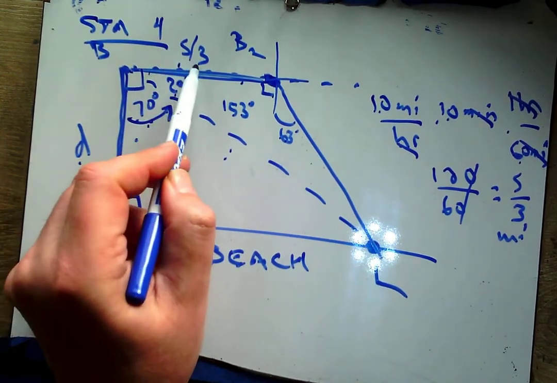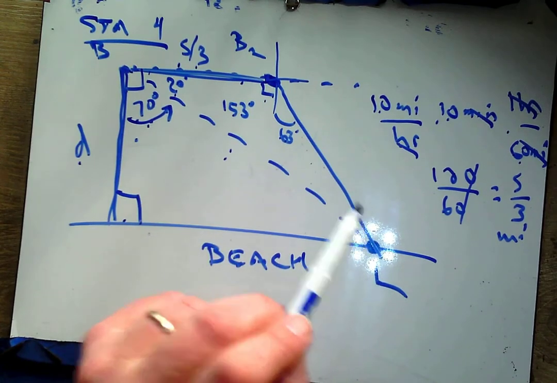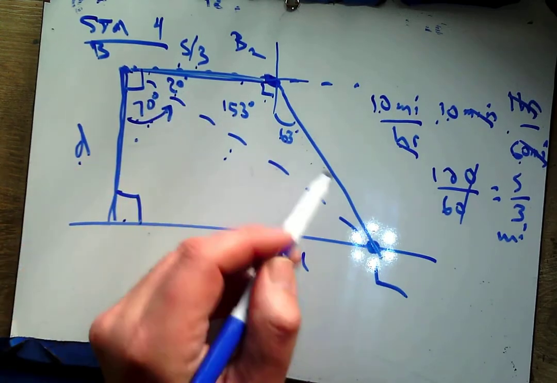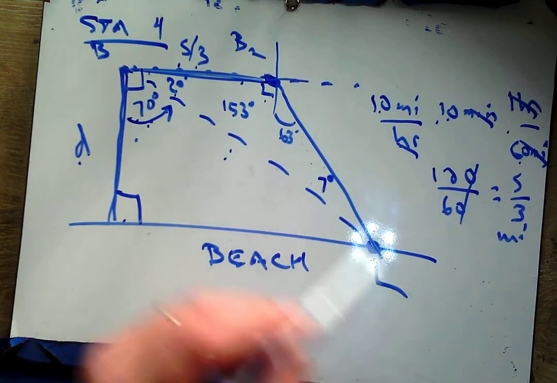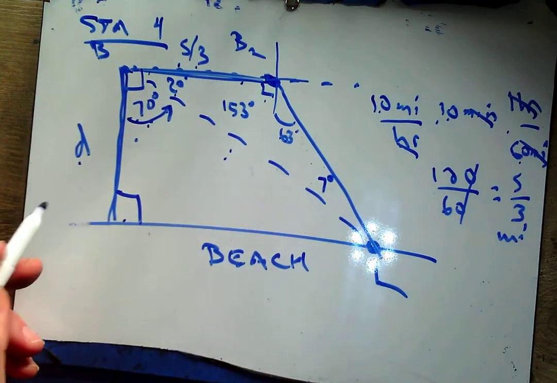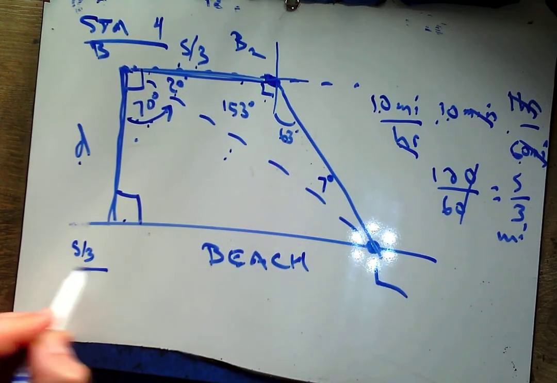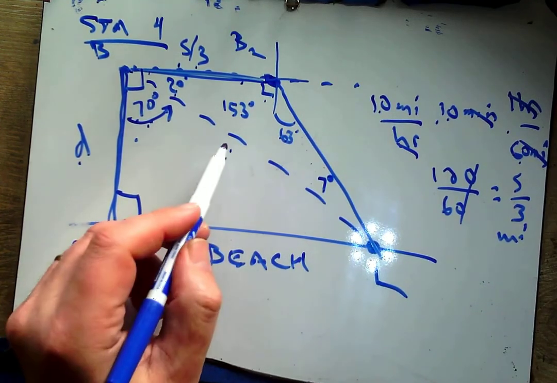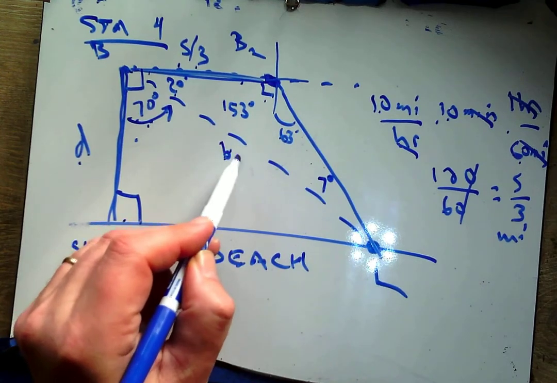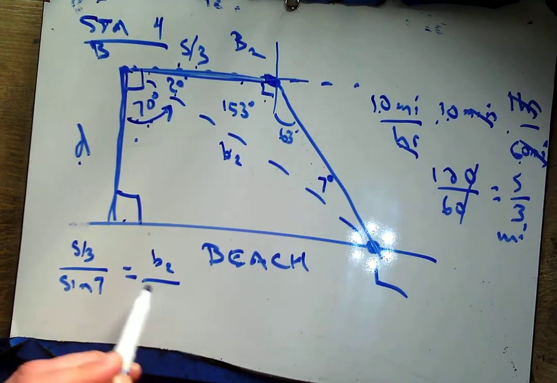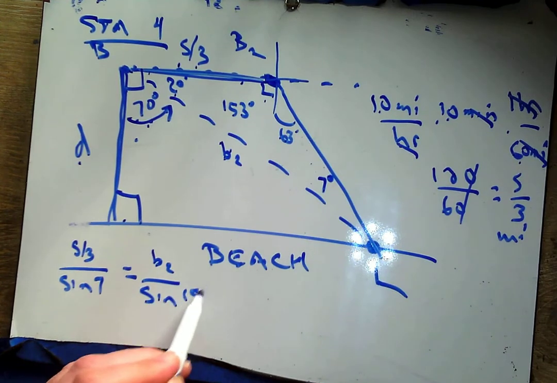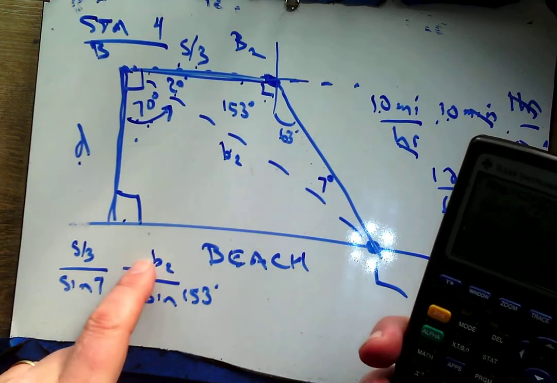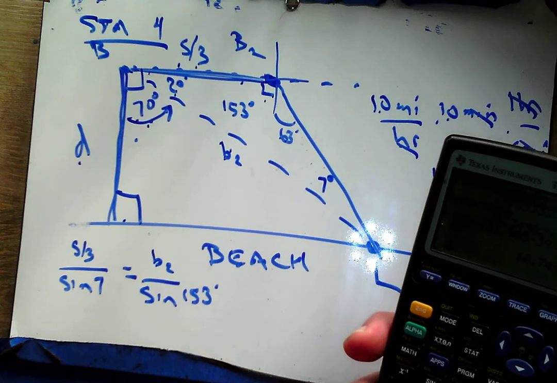I have an angle, I have a side, I have an angle. And because I have these two angles, I could subtract from 180, and I would get 7 degrees for that one. And now I have an opposite side angle pair. So I can say that 5/3 over sine of 7 is equal to, what are we calling this? Little b2. Little b2 over sine of 153. So if I multiply both sides by sine of 153, I can figure out what this length is. Well, let's start with that.